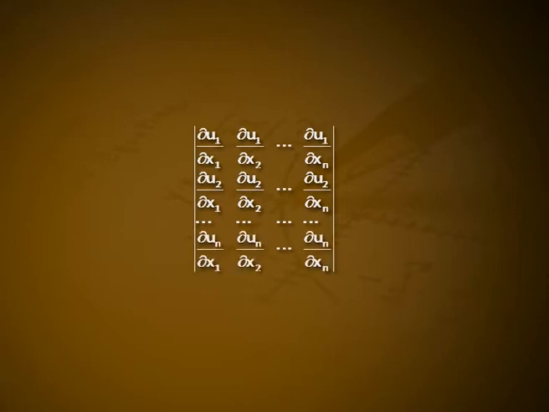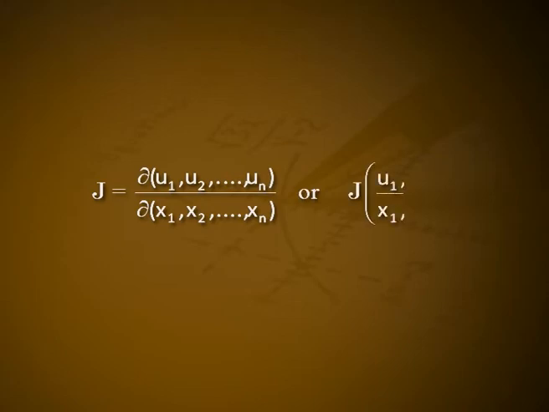nth row ∂un/∂x1, ∂un/∂x2, etc. ∂un/∂xn is called the Jacobian of u1, u2, etc. un with respect to the independent variables x1, x2, etc. xn and is denoted by J equal to ∂(u1, u2, etc. un) over ∂(x1, x2, etc. xn) or J of (u1, etc. un) over (x1, etc. xn). Let us see a couple of examples.